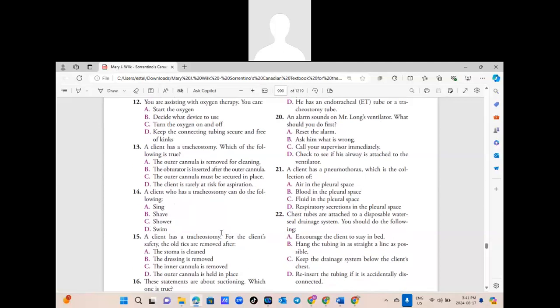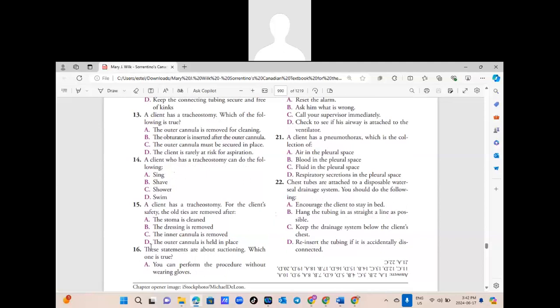All right. Number 15. A client has a tracheostomy. For the client's safety, the old ties are removed after A. The stoma is cleaned. B. The dressing is removed. C. The inner cannula is removed. Or D. The outer cannula is held in place. So number 15, the correct answer is letter D. Okay. So the old ties are removed after the outer cannula is held in place.